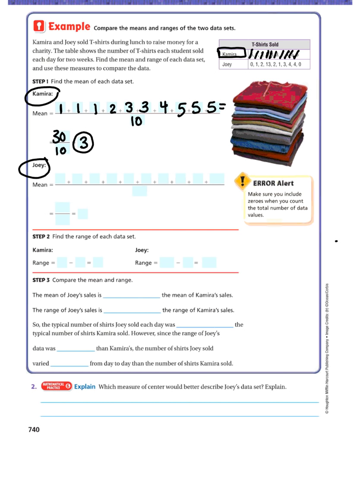Okay, now the next thing you're going to do is look at the second set of data, which is next to Joey. So this is the t-shirts that he sold. Let's do the same thing. We're going to start from the smallest to the largest. There's 2 zeros, a 1, 2 1s, 2 2s, 2 3s, 2 4s, and a 13.